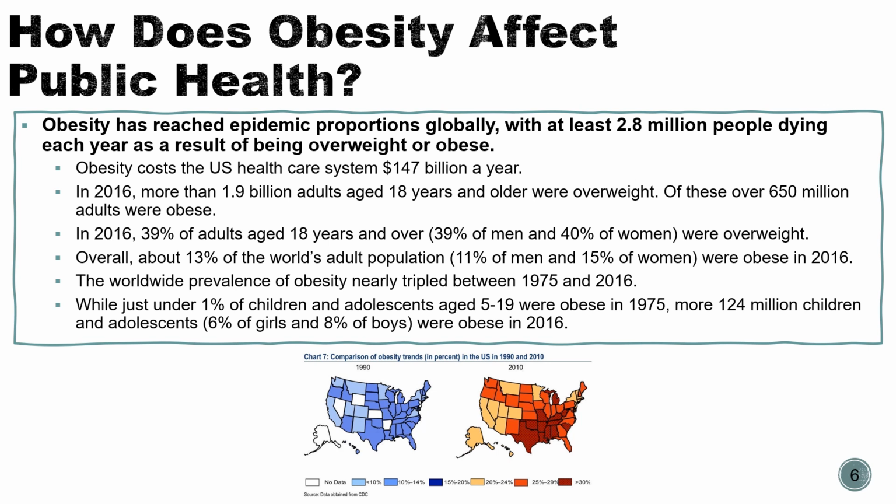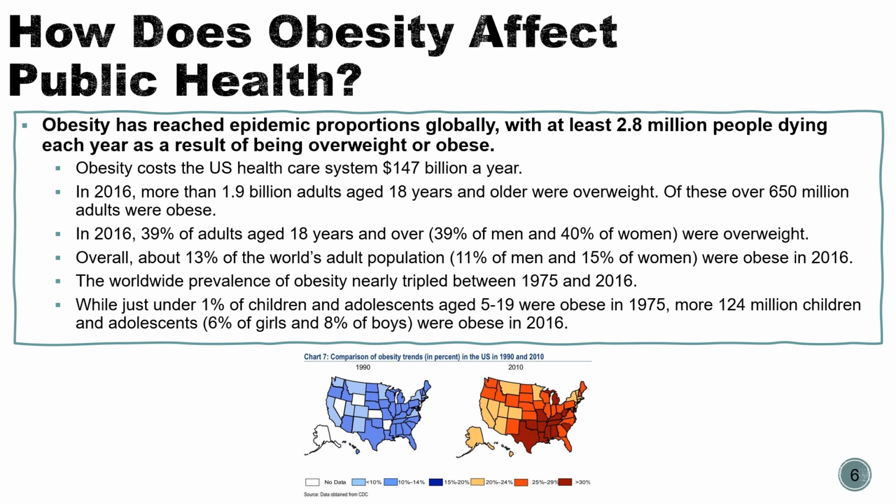How does obesity affect public health? Obesity has reached epidemic proportions globally, with at least 2.8 million people dying each year as a result of being overweight or obese. In the United States alone, obesity costs the healthcare system $147 billion a year. In 2016, more than 1.9 billion adults were overweight, and of those, 650 million were obese.